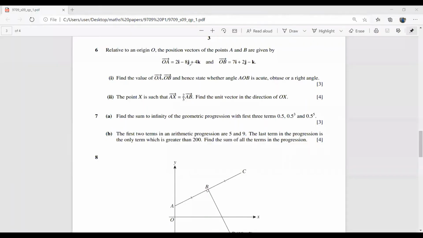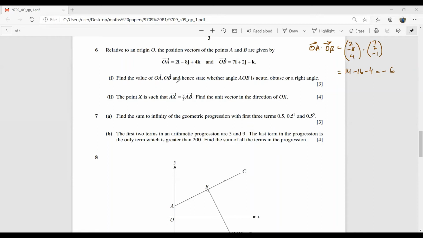Okay, the sixth question. I'll tell you about the first part first, and then we'll go to the second part. In this first part, it says find OA dot OB. I prefer using the matrix notation here, that's easier and quicker. This is 2, minus 8, and 4, dot, this is 7, 2, and minus 1. So this dot product is 14 minus 16 minus 4, and that is equal to minus 6. So that is OA dot OB, which is minus 6.